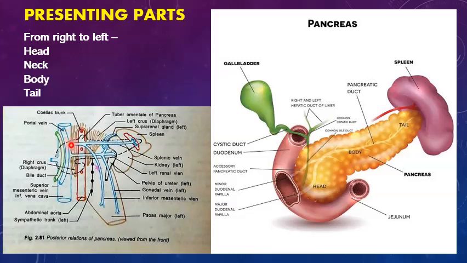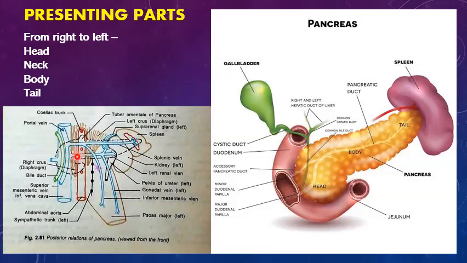So portal vein, where it lodges on the pancreas, there is a groove formed on the pancreas. So that groove has got a right margin and a left margin. So the junction between head and neck, posteriorly you will see the right margin of groove for portal vein.